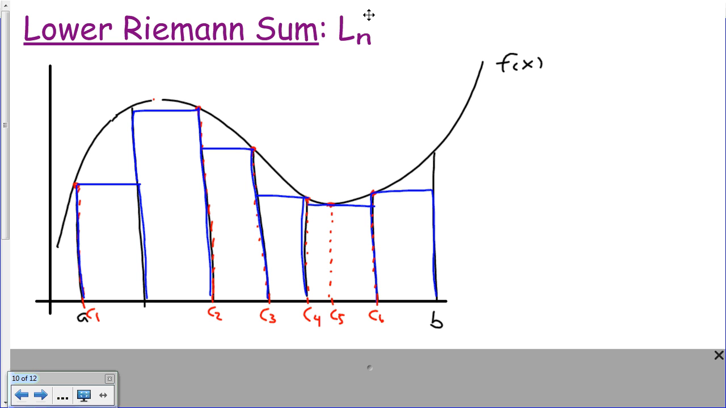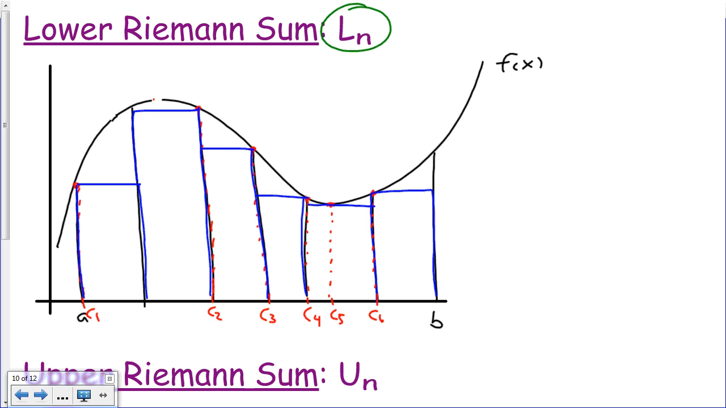So there is our lower Riemann sum, and because it's a lower Riemann sum, we use L sub n to indicate it. We use a special name there for a lower Riemann sum, L sub n. All right, we have the lower Riemann sum. So probably the last one here isn't much of a surprise.